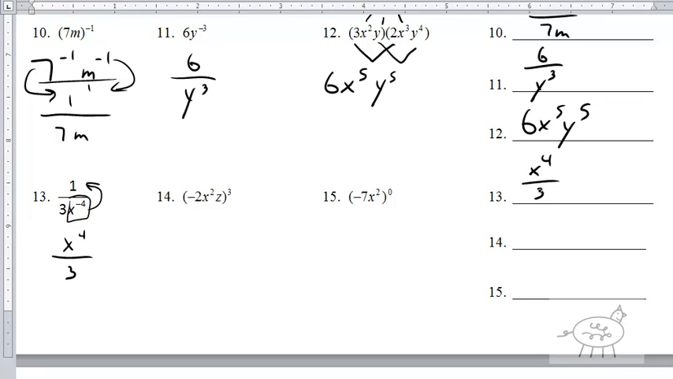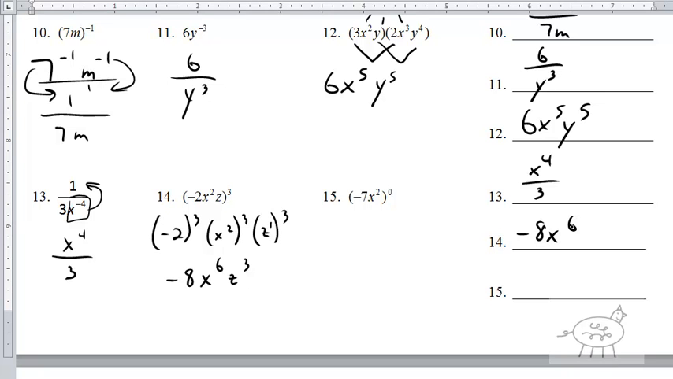Okay, number 14, everything gets affected by that exponent. So I'm going to write it as negative 2 cubed, x squared cubed, and z, if you want to put z to the first, cubed. You can put that in your calculator, put the parentheses around it, and you get negative 8. Remember, you multiply, so it's x to the 6th, z to the 3rd. So negative 8x to the 6th, z to the 3rd.